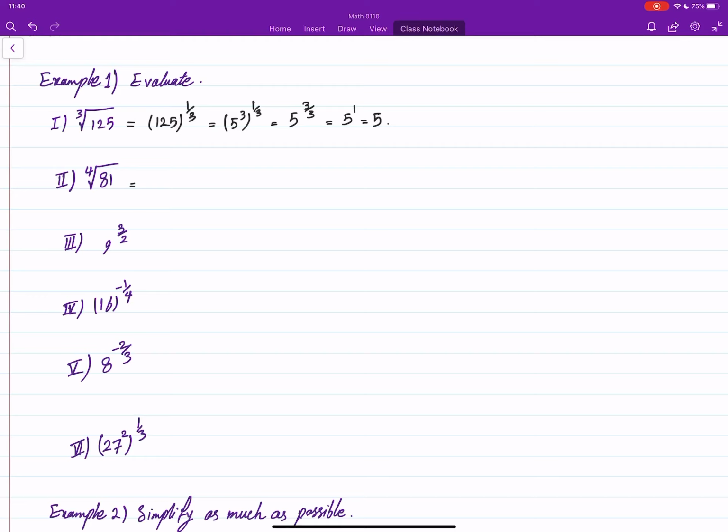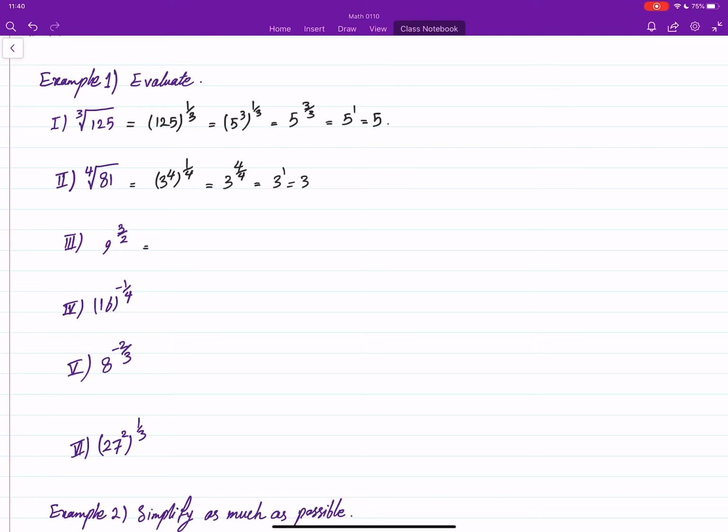The fourth root of 81, so 81 is 3 to the power 4, and this is 1/4. That gives us 3 to the power 4 over 4. Exponent of exponent, you multiply, so this is 3 to the power 1, which is 3.